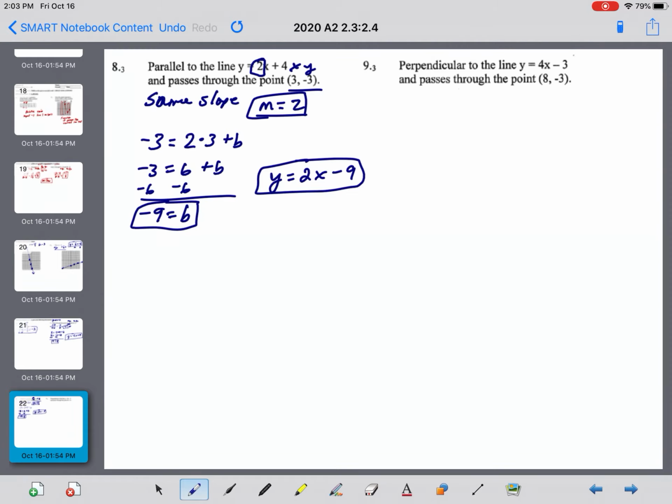All right, number 9 switches to perpendicular. Perpendicular slopes are opposite reciprocals. So I'm going to go in, I'm going to sneak into here. It tells me a slope of 4, but I don't use that because it's not parallel. I need to take that 4 and flip it over and change its sign. So the slope we need is negative 1/4.